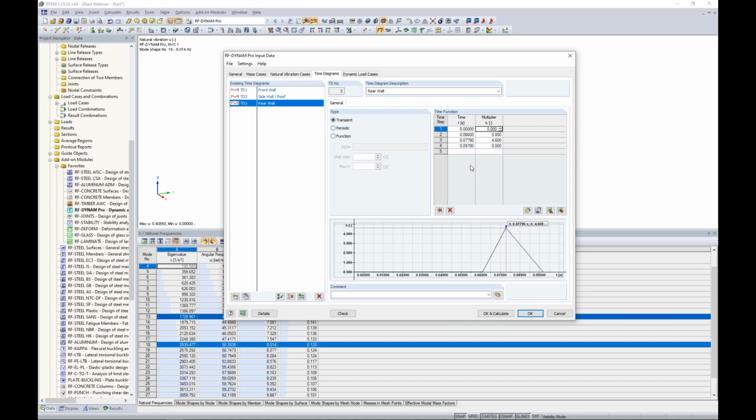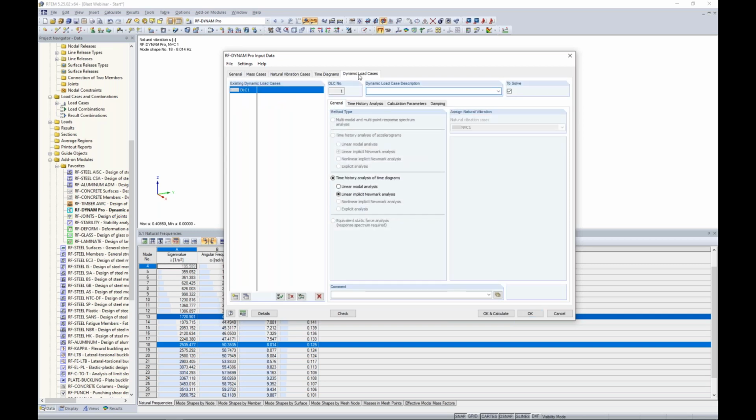All right, so once we have input all three of these time diagrams, we can finally move on to the dynamic load case tab. And this first dynamic load case, I will title linear. And notice only our linear solvers are available to us. Now, the rest of these that are grayed out are all related to the other dynamic add-on modules that we do not have activated. We will be utilizing a linear implicit Newmark analysis solver, and notice that the natural vibration case is completely grayed out here. That's because we do not use this information for this particular solver. This is in comparison to the linear modal analysis, which heavily depends on that natural vibration case.